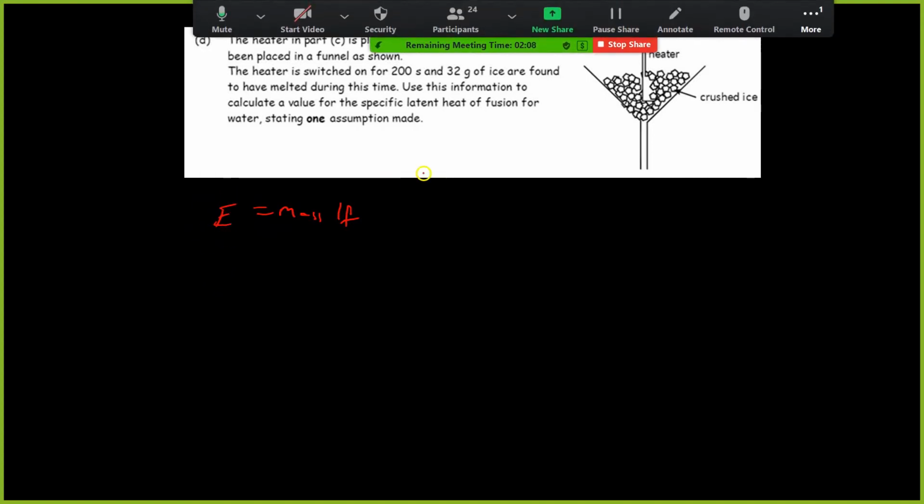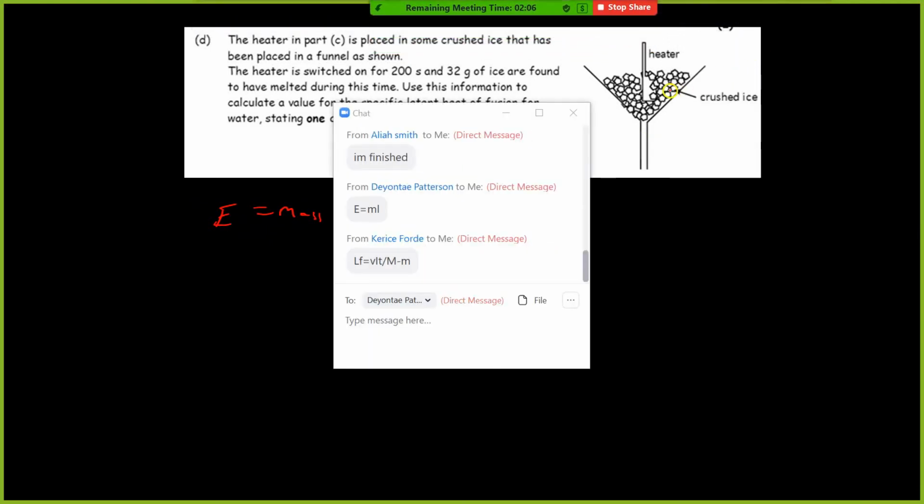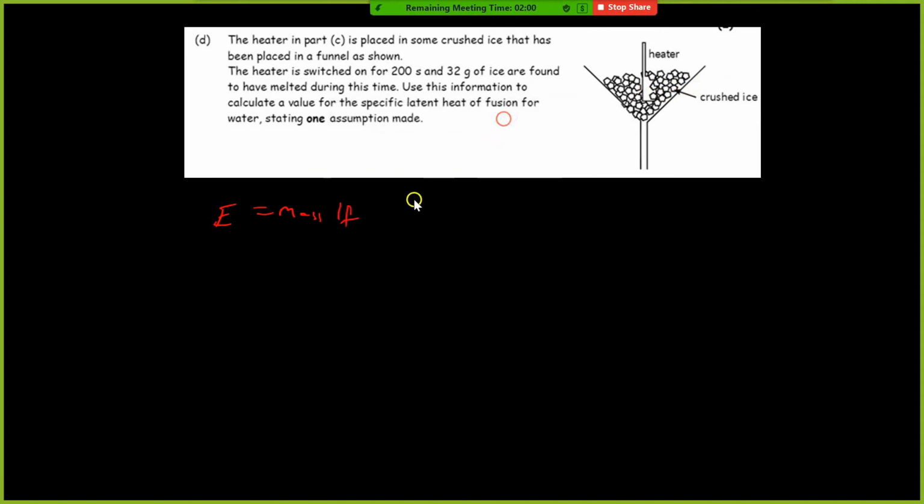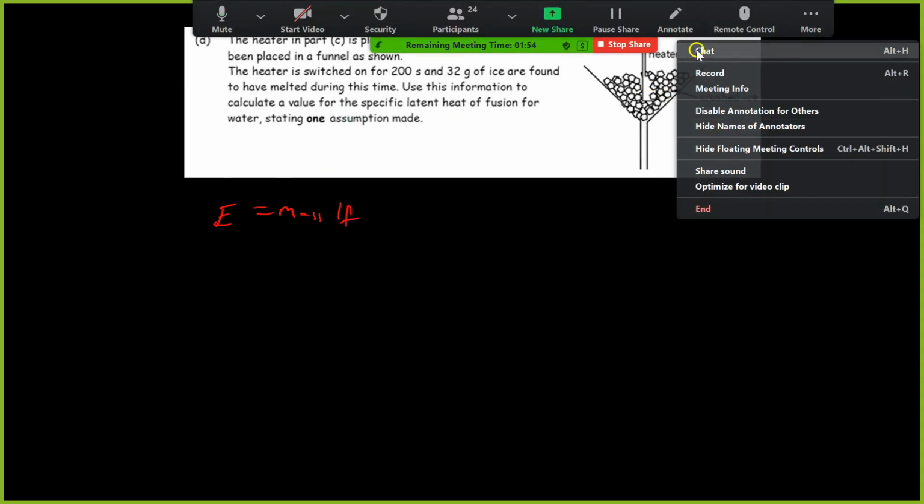So clearly, we agree that E is equal to the mass of the ice, and this is the melted ice, by the way, times the latent heat of fusion. What is going to be E in this case? I know that E is the energy, but what will it be? Yeah, Kerry, we can work with that equation, of course. But I just want you to see something here. So I'm going to write what Kerry sent just now.